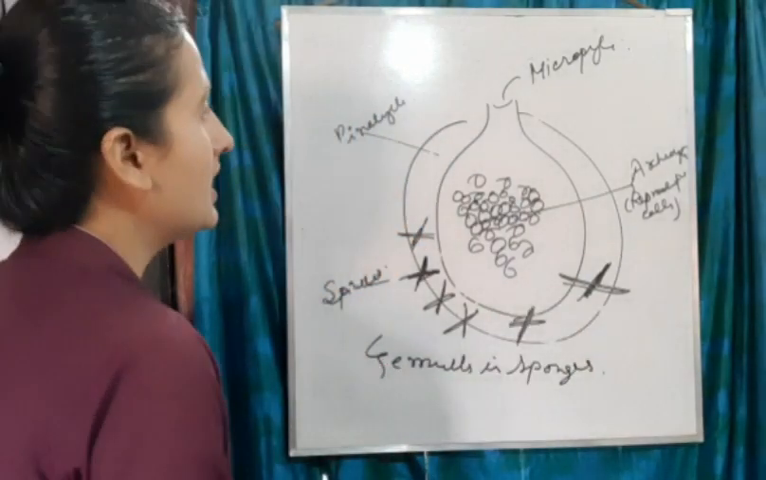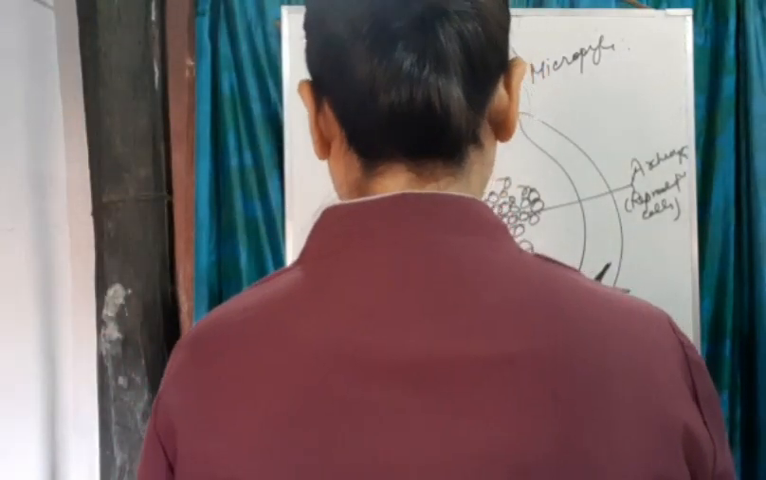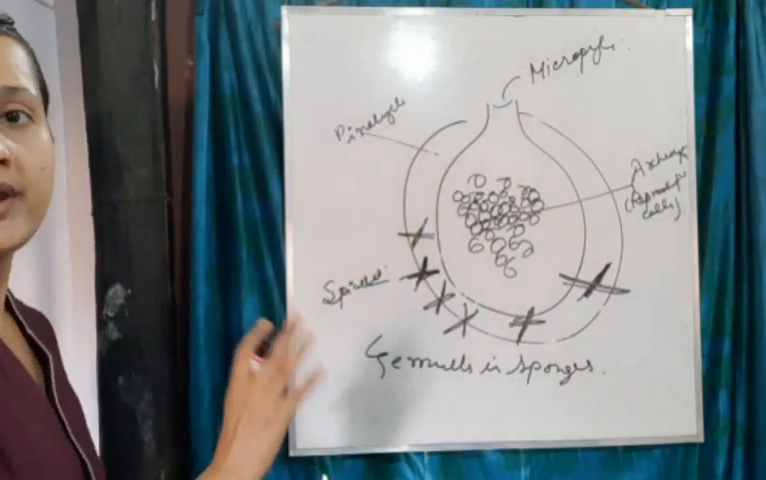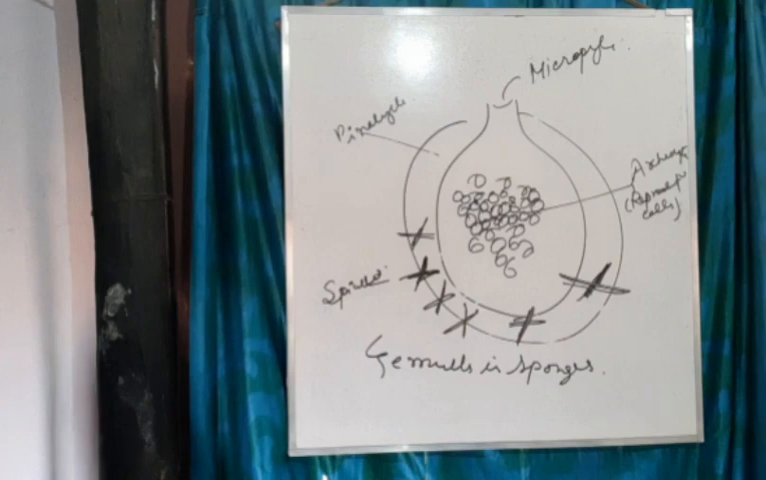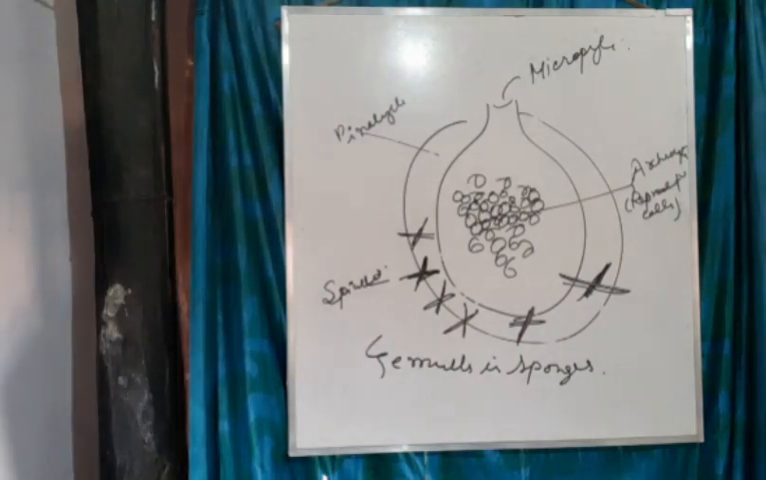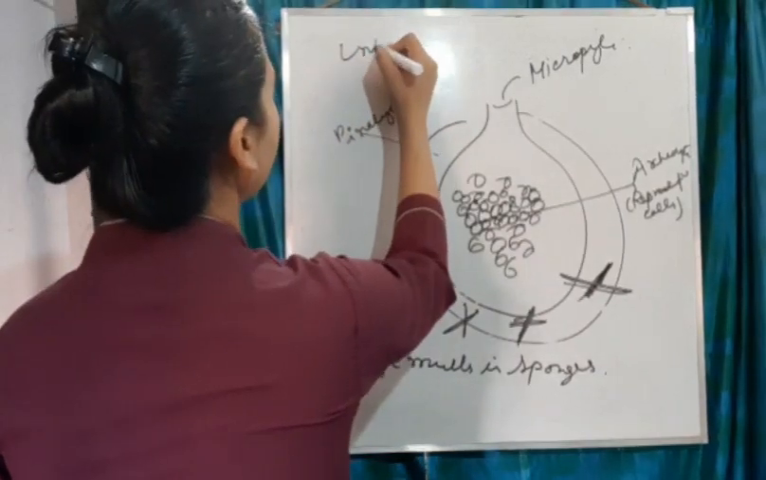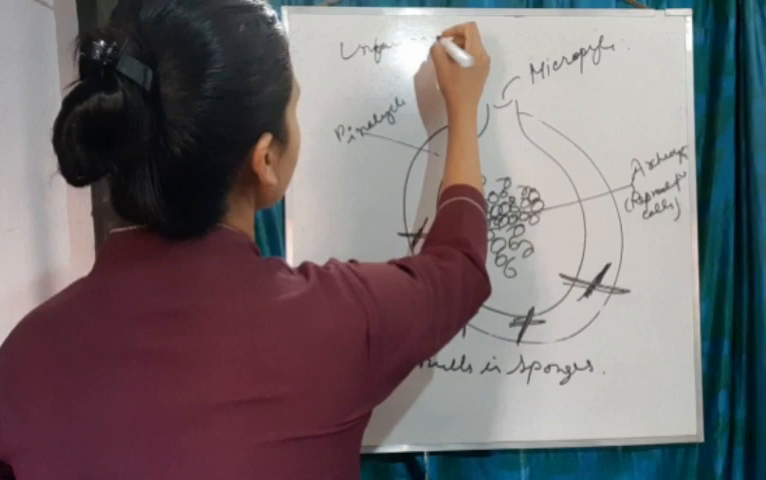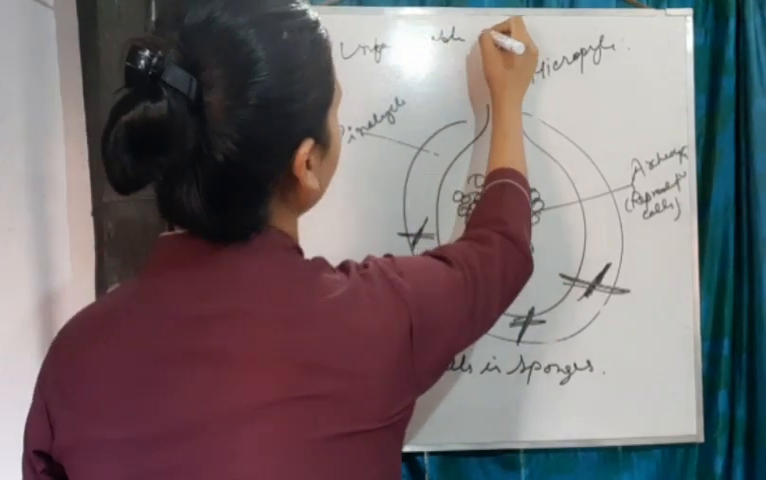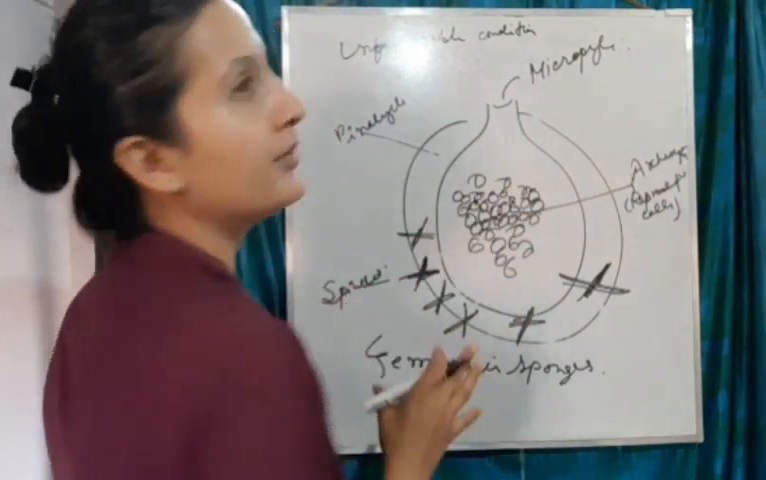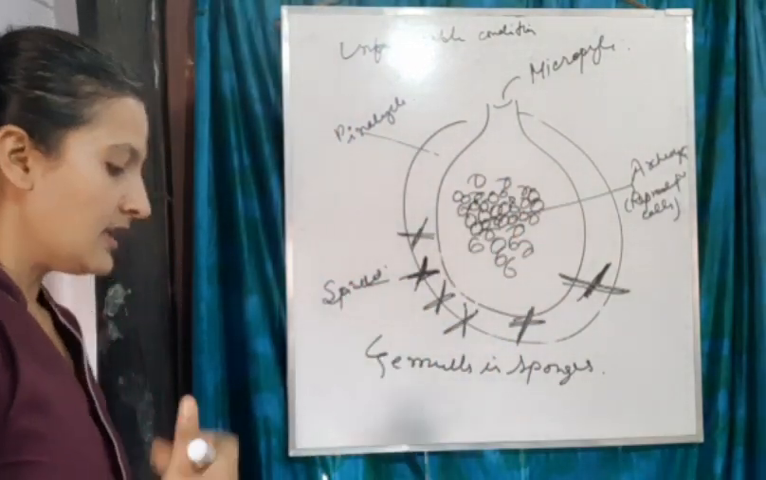Okay. So here what happened? So firstly, these gemmules, they are found in sponges. Okay, where are they found? They are found in sponges. I hope you all can see. So it is found in sponges under unfavorable condition. Remember that sporulation takes place under unfavorable condition. These reproductive cells are produced. All right. Then what happened?